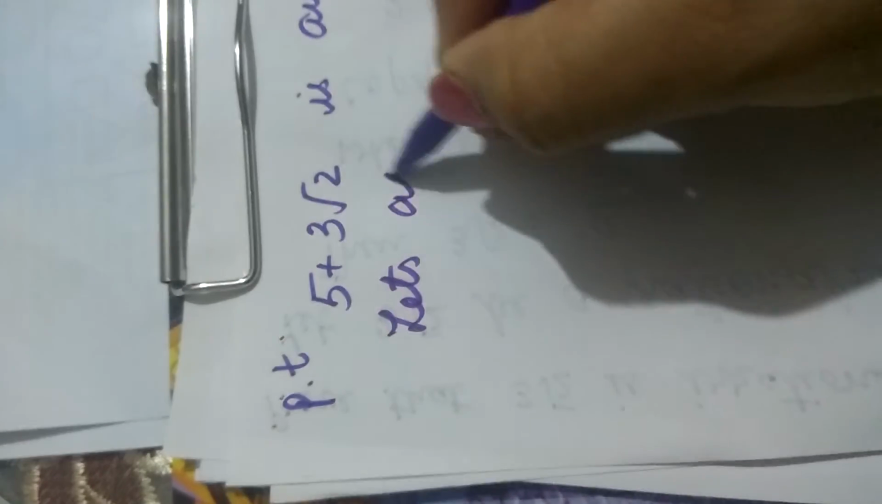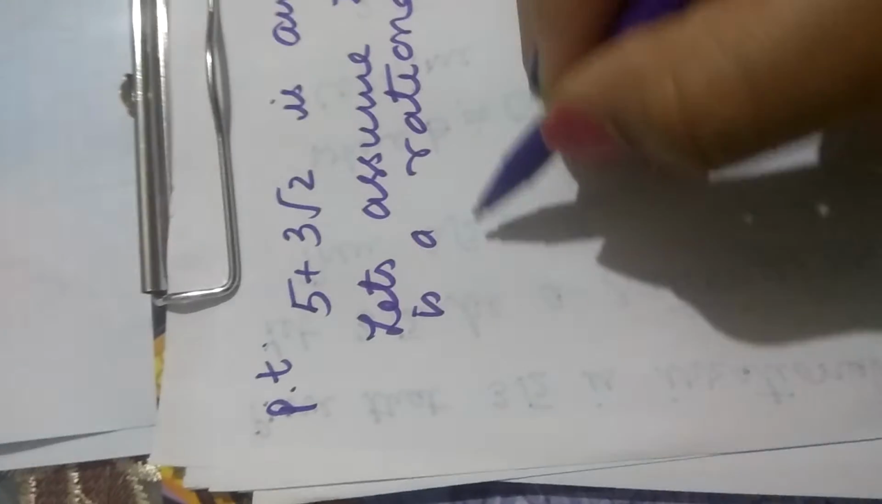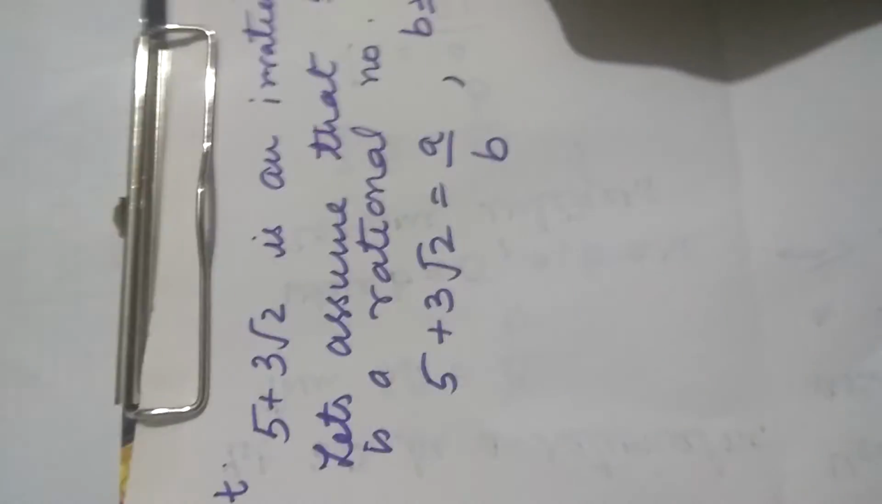So now we shall prove that 5 plus 3 root 2 is an irrational number. Again we will assume, on the contrary, let's assume that 5 plus 3 root 2 is a rational number. So it can be written as 5 plus 3 root 2 is equal to a upon b, where b is not equal to 0 and a, b are co-prime integers.